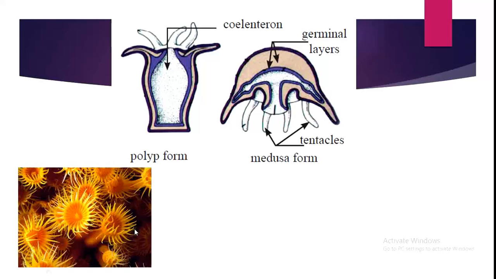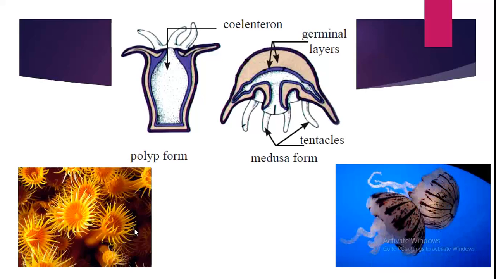This is the polyp form, and these are responsible for the formation of coral reefs as well. Coral polyps make coral reefs. This is jellyfish. It is the free swimming state. They can perform both asexual and sexual reproduction, but asexual reproduction is more prominent.